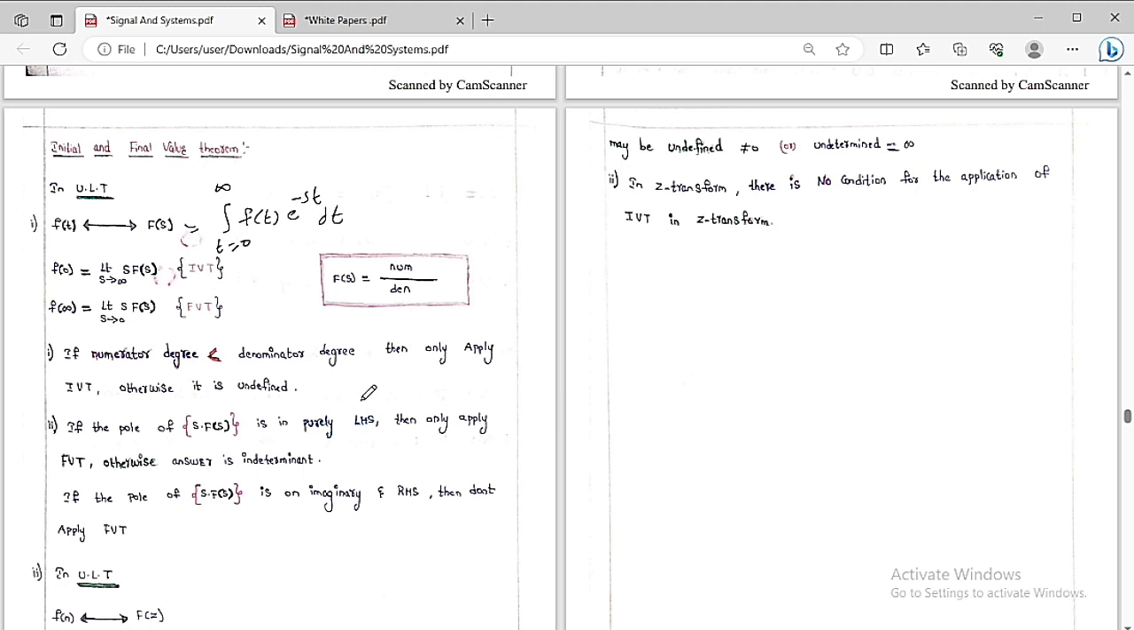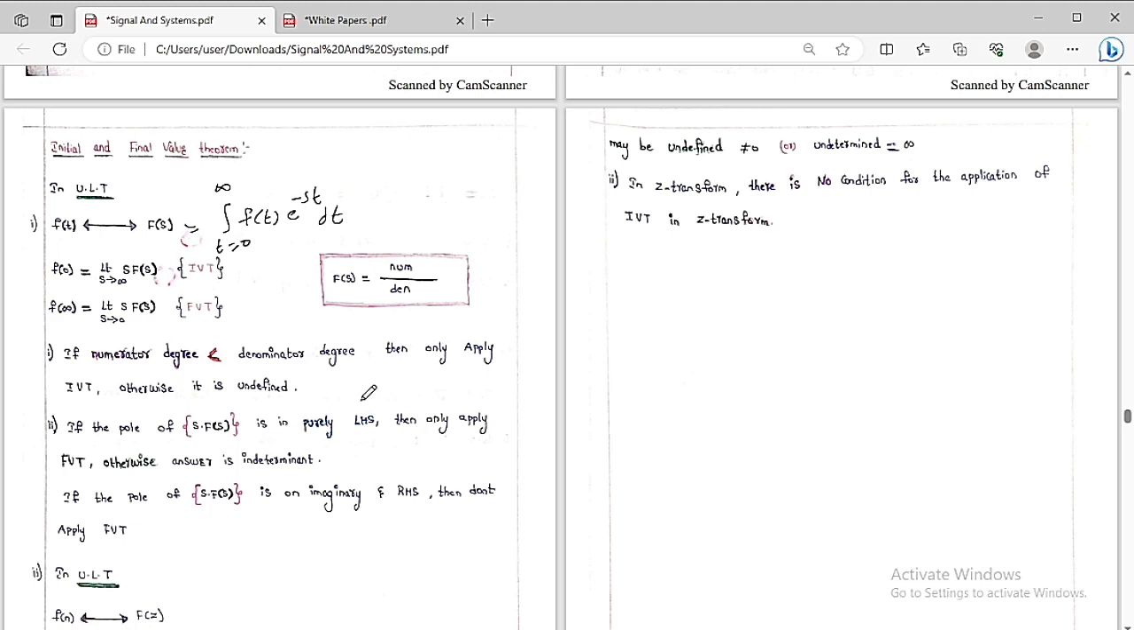If the system is stable, stable means all the poles lie in the left half of the s plane, then only we apply the final value theorem. The final value theorem is applied only for a stable system. For an unstable system, there will be no final value because it always tends to infinity. So remember one thing: to apply the initial value theorem, the condition is that the numerator degree is lesser than the denominator degree. Otherwise, it is undefined.